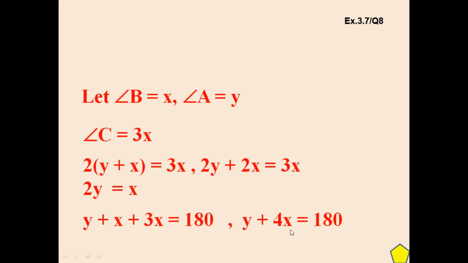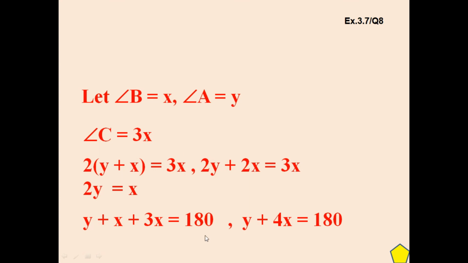We solve these, we get the value for x and y. The value for x will go for angle B. The value for y will go for angle A. But to get the angle C, we multiply x with 3 and that will become angle C. This is how we will get the three angles.